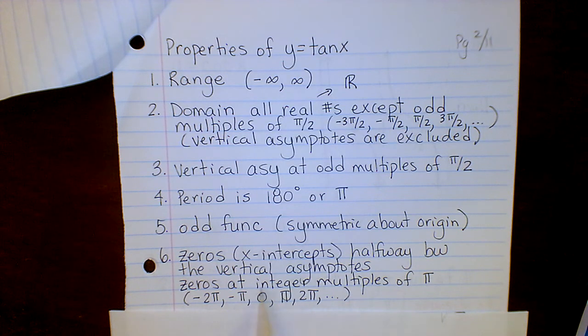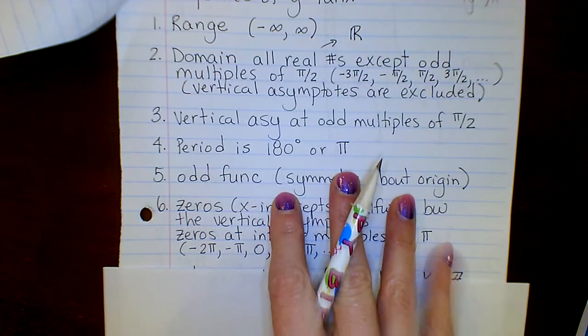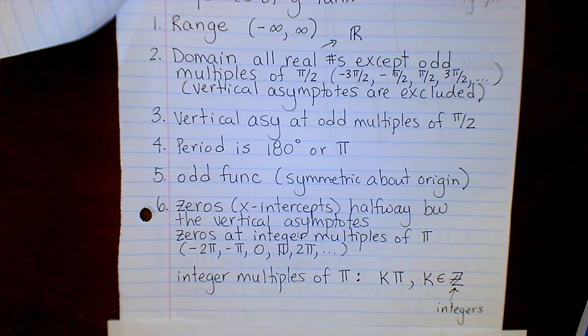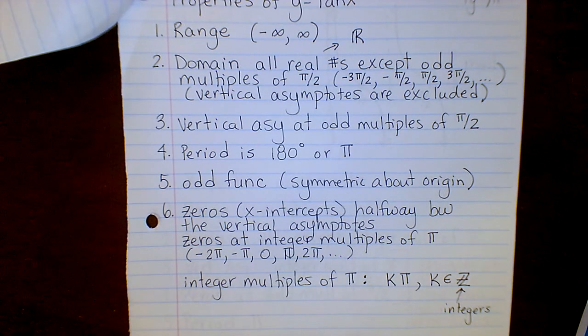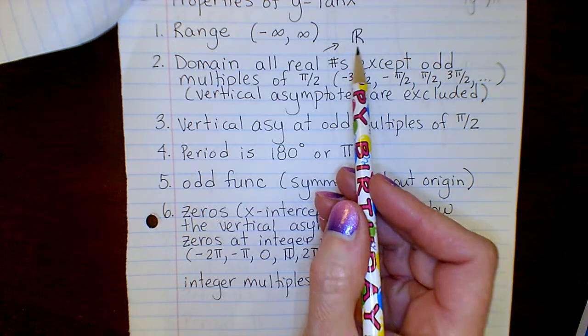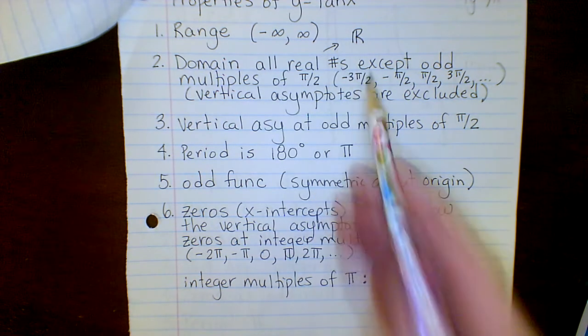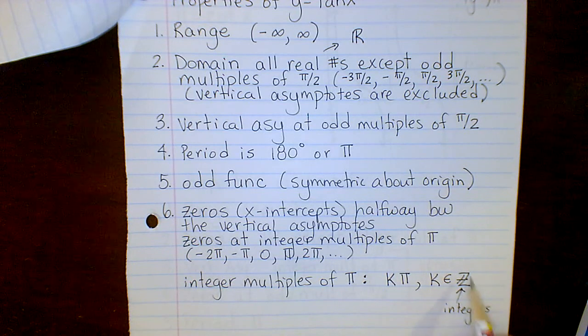Integer multiples is another way of saying just multiples of pi, as opposed to the odd multiples of pi over 2. Another way of writing integer multiples, if you want to be super fancy about it, you can just write that it's k times pi, where k is an element of the set of integers. Just like the real numbers use that double-legged R, the integers use a double-legged Z.